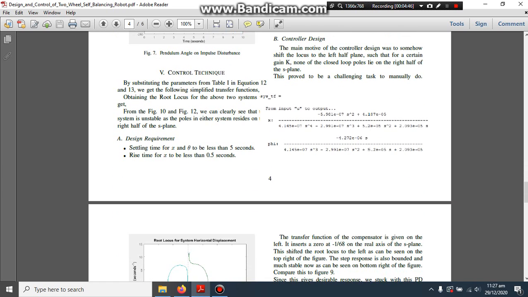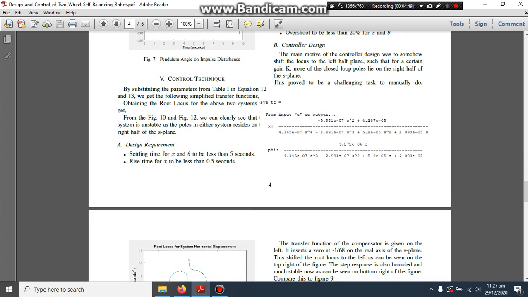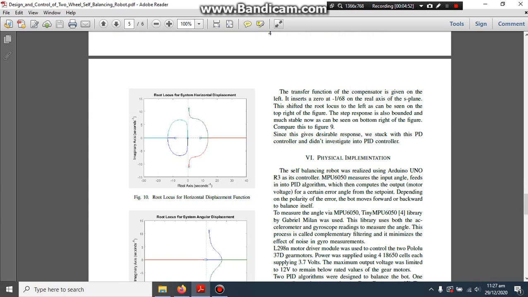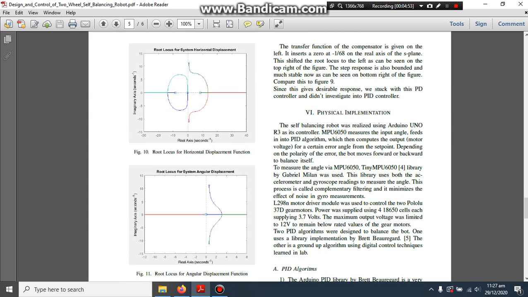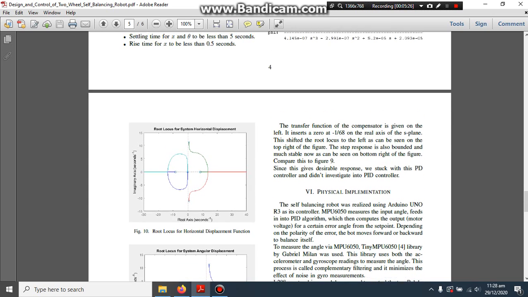Once we had that, I will jump onto the controller design, but first let me just touch upon the root locus. So we use MATLAB again to do the root locus analysis of the system, and we can clearly see in figure 10 and figure 11 that the root locus for the horizontal displacement and the root locus for the angular displacement function both have roots on the right half plane, which clearly states that the system is unstable, and thus we need to design a controller that should be capable of shifting the root locus towards the left half plane and thus be able to stabilize that system, right?